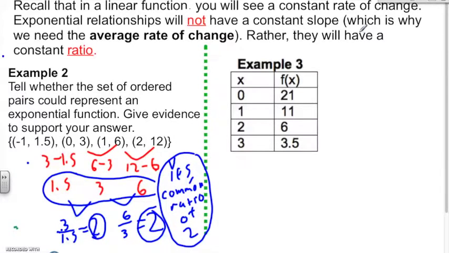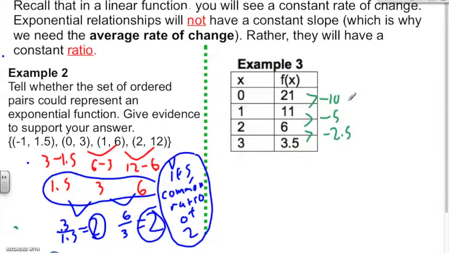Alright, so we're going to take a look at example 3. Example 3 is very similar to example 2. The only difference is instead of giving the ordered pairs listed out, we are given the ordered pairs in a table. We're still going to follow the same process. We still want to subtract and find the difference between the two y values first. 11 minus 21 is going to give us a negative 10. 6 minus 11 is going to give us a negative 5. And 3.5 minus 6 is going to give us a negative 2.5.